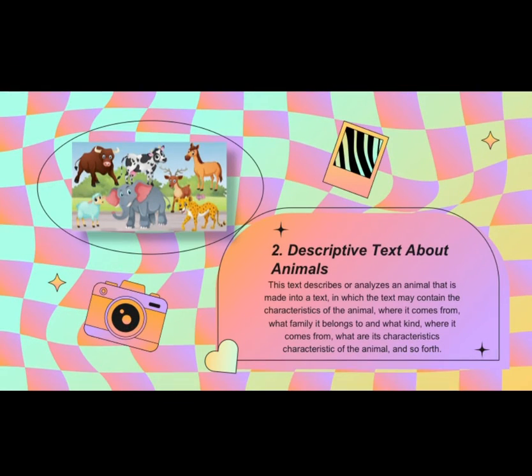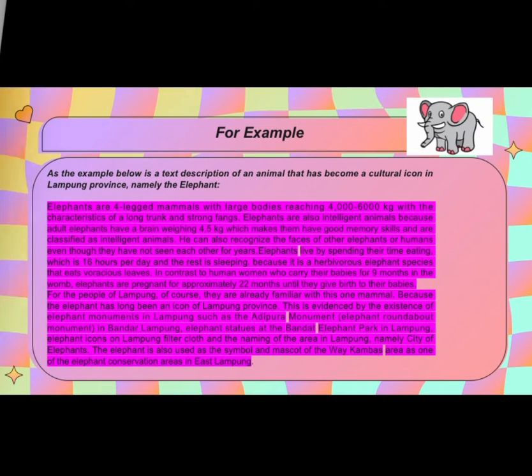The second type is descriptive text about animals. This text describes or analyzes an animal that is made into a text, in which the text may contain the characteristics of the animal, where it comes from, what family it belongs to, and what kind, and so forth. As the example below is a text description of an animal that has become a cultural icon in Lampung province, namely the elephant.